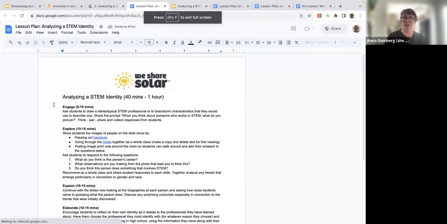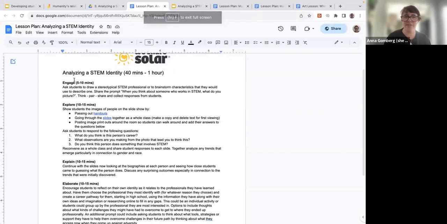I feel like this has changed a lot over the years, but the first request of students is to draw a stereotypical STEM professional, or brainstorm characteristics that they would use to describe one. So you might expect them to draw somebody in a lab coat with crazy hair, for example, holding a test tube or something like that. Apparently, most times kids are asked to do this, they draw white men. I don't know how true that would be. It'd be interesting to see.